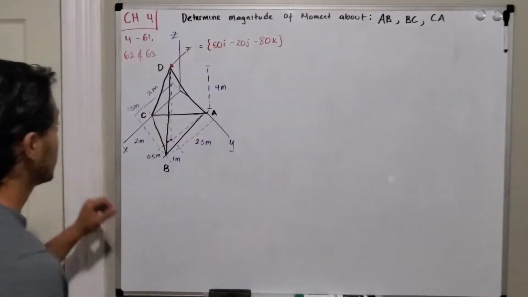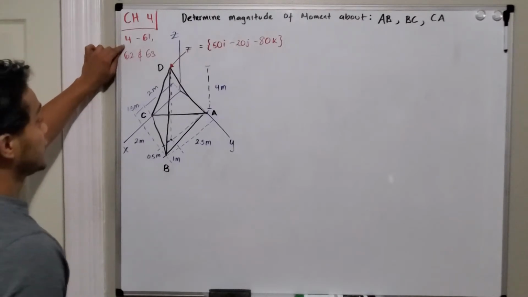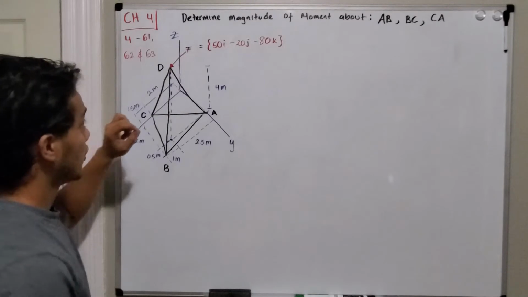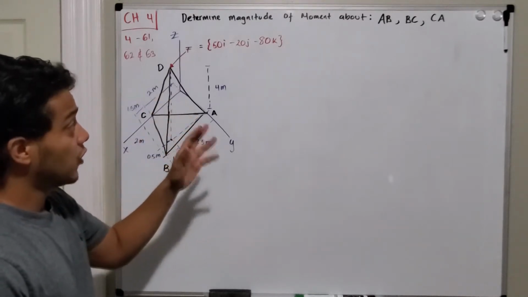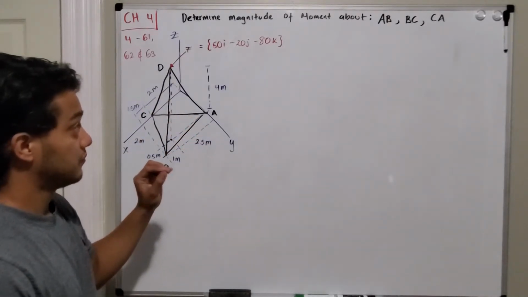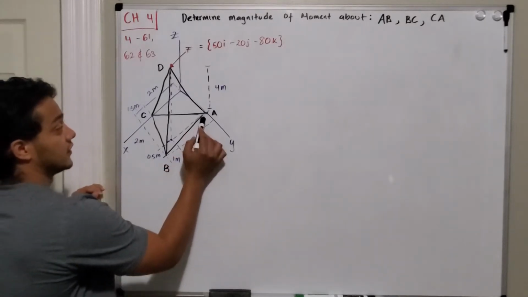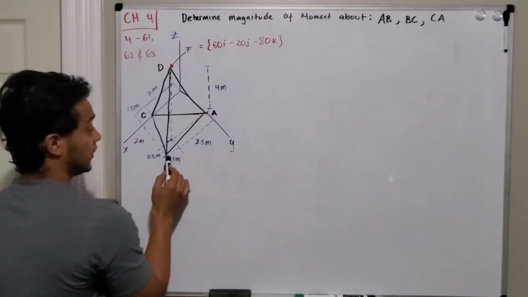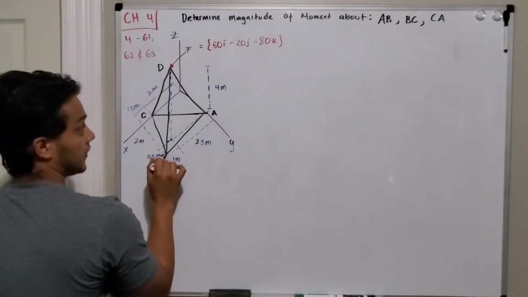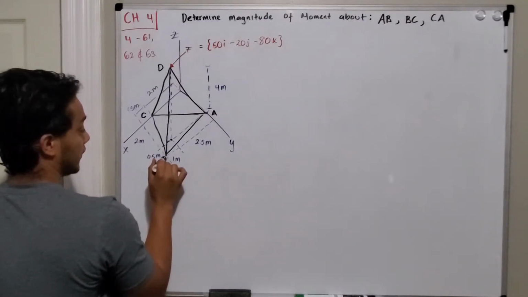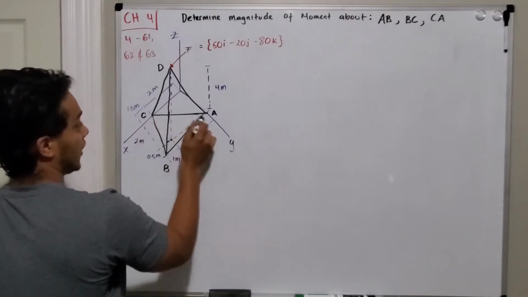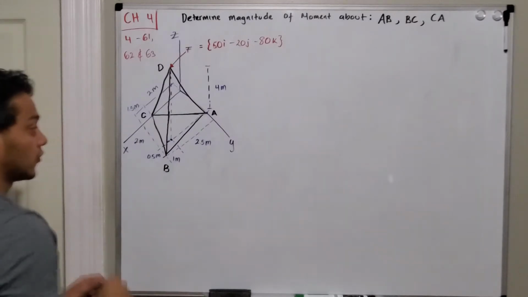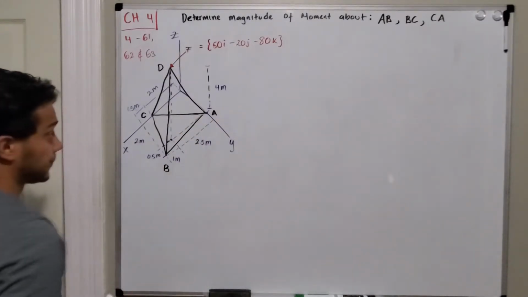We're in statics and we're going to do problems 4.61, 4.62 and 4.63, okay? It says determine the magnitude of the moment about my base AB. So I have this system with a base AB, also BC and also CA. I have this force over here, and what will be the moment that it will create around these bases, okay?